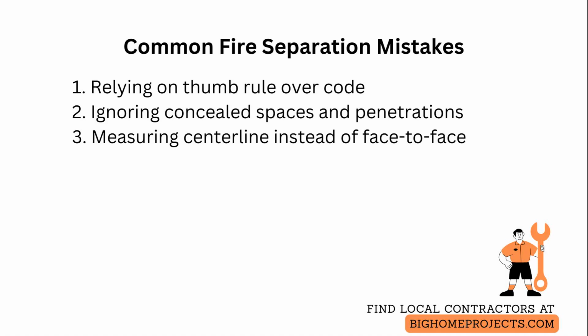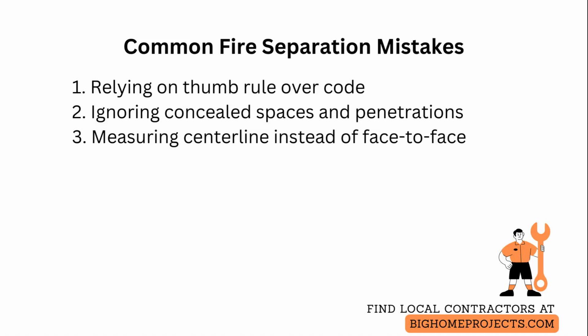Common mistakes include assuming the thumb rule replaces code requirements, which can lead to underestimating needed fire resistance. Fix this by cross-checking the thumb rule against the specific building code tables and local amendments. Another frequent issue is ignoring concealed spaces and service penetrations where fire and smoke can travel. Remedy this by sealing penetrations with tested firestop systems and inserting draftstops at attic and crawl spaces.